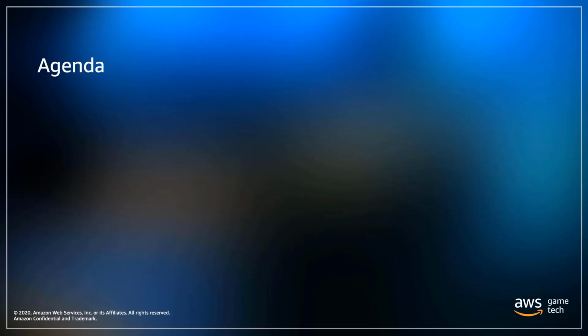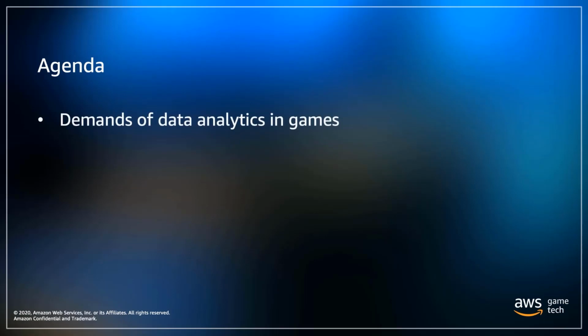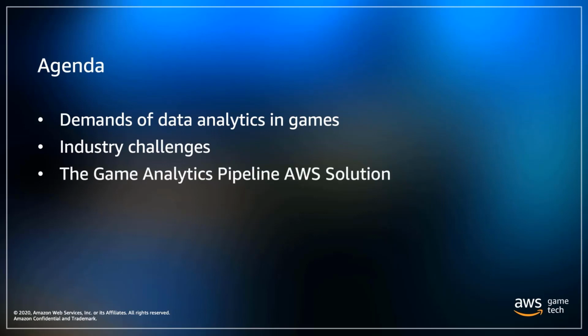So today we're going to talk about the demands of data analytics in games. So why do we even want to have a data analytics pipeline in the first place? We'll discuss some current industry challenges. And then we're going to highlight a solution that we created to address some of these industry challenges called the Game Analytics Pipeline AWS Solution. And then we'll demo some of the main components of this solution so you get a chance to see it in action.